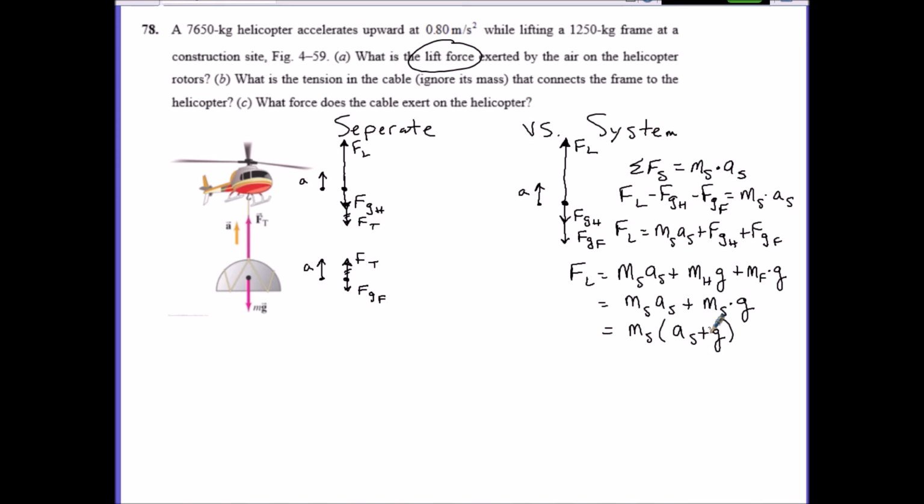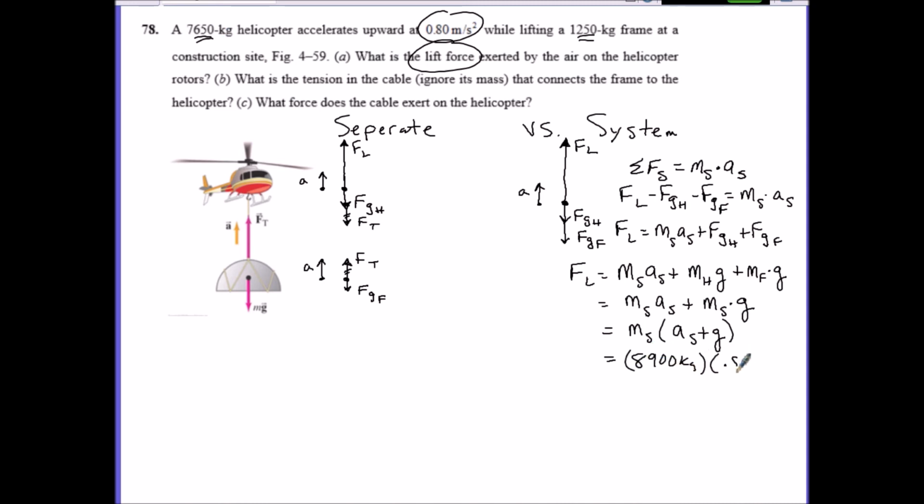In this case, I don't have that large of an acceleration. It's only 0.8 meters per second squared, but I can effectively just add that to the value of g and calculate away. So mass of the system, let's see, that is 1,250 kilograms and 7,650 kilograms. Add those up and it looks to be about 8,900 kilograms.